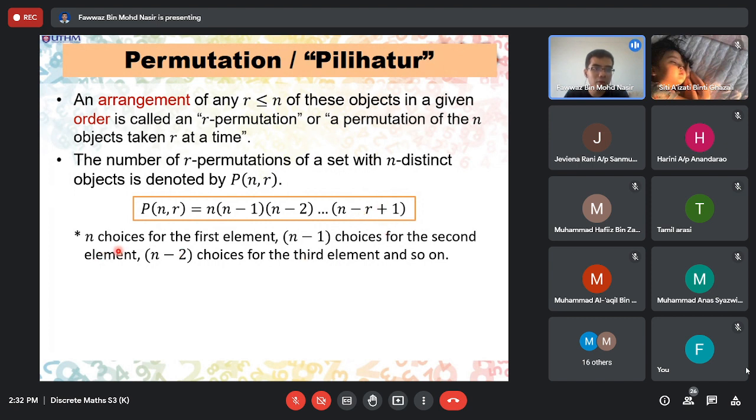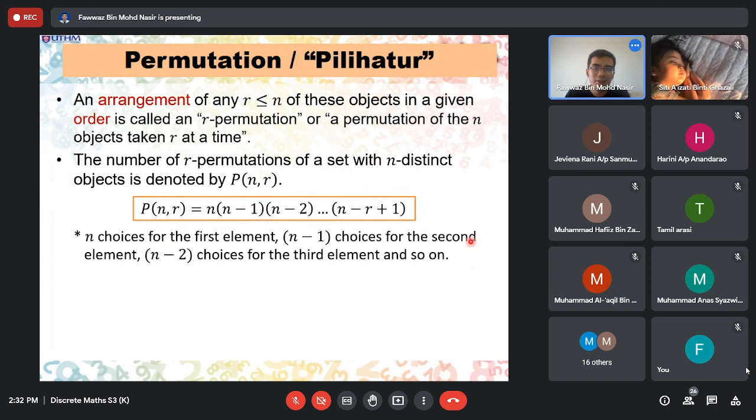Okay, where n is the number of choices for the first element. So the first element kita ada n choices kan. Okay, then the second element kita akan kurang satu choice sebab kita dah select one choice tadi. So sebab tu kita n minus 1. Okay, jadi dia kurang satu choice. For the third element, so we have already selected two elements just now early on. So we have n minus 2 choices remaining. Okay, and so on. So that's why the formula is like this.